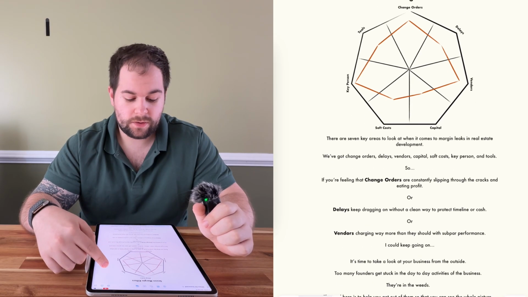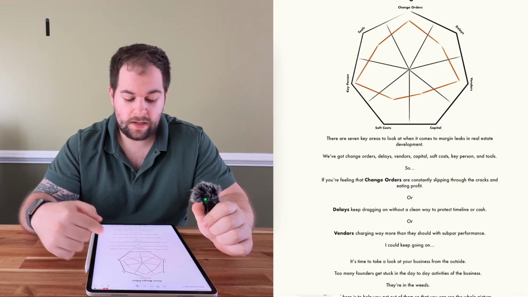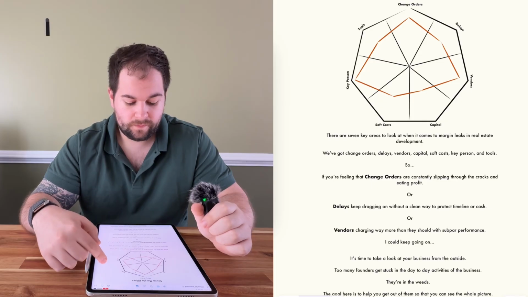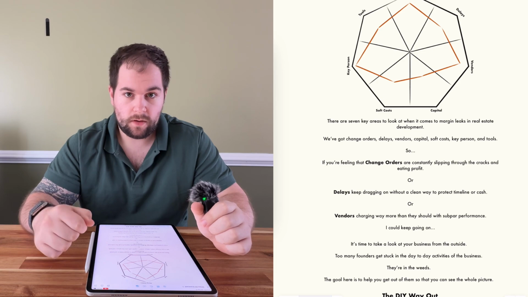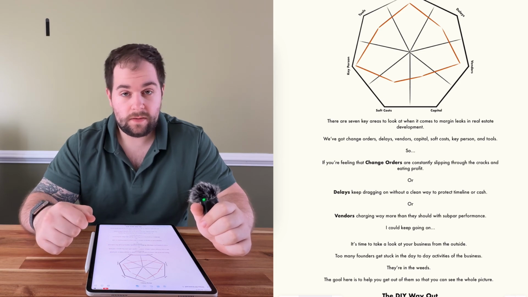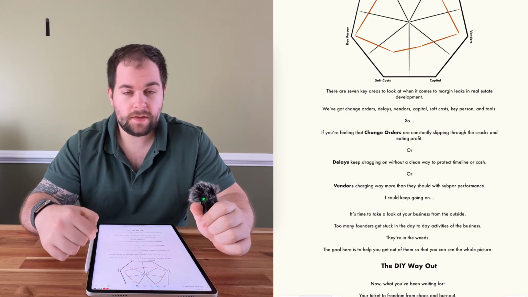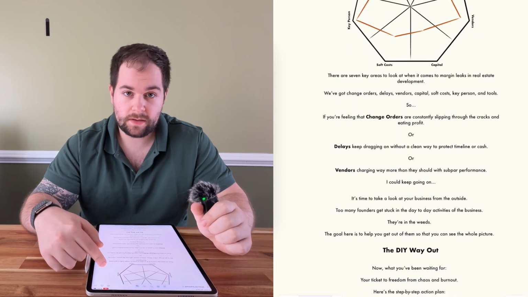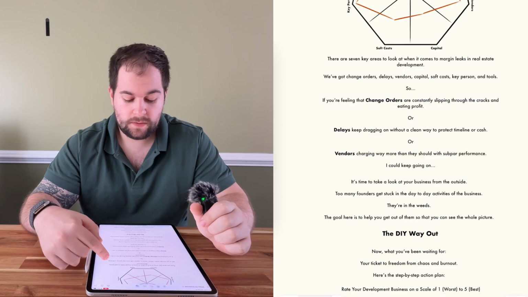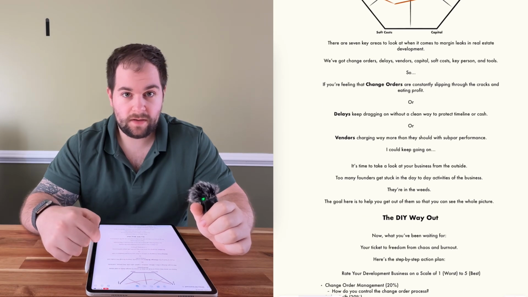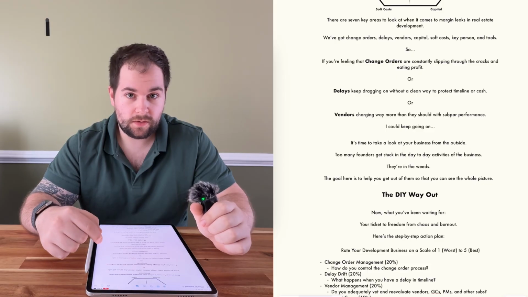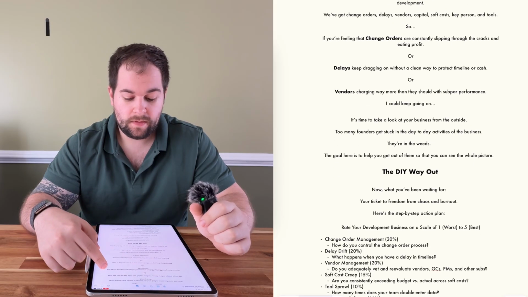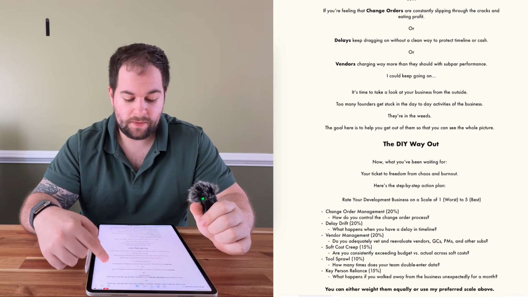There are 7 margin killers. We have 7 key areas that we're going to look at where margin leaks in real estate development. We have change orders, delays, vendors, capital, soft costs, key person, and tools. So if you're feeling that change orders are constantly slipping through the cracks and eating into your profit, or delays keep dragging on without a clean way of protecting your timeline or cash, or vendors are charging way more than they should and they're underperforming. I could keep going on, but I'll stop there.